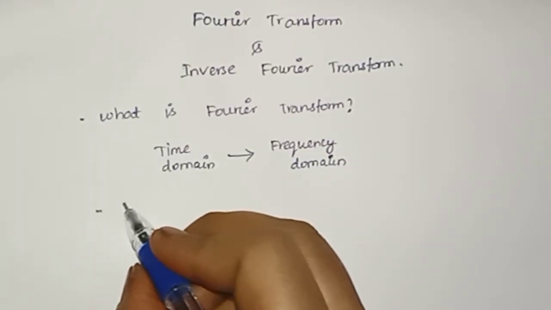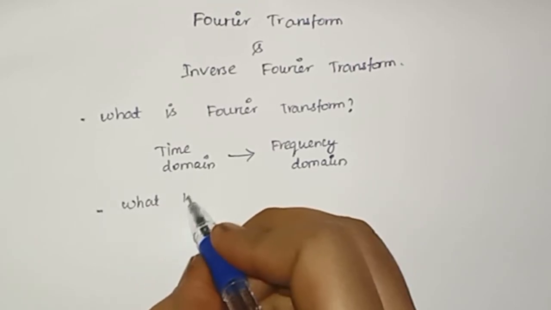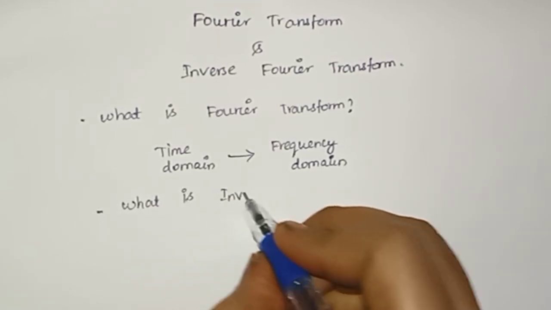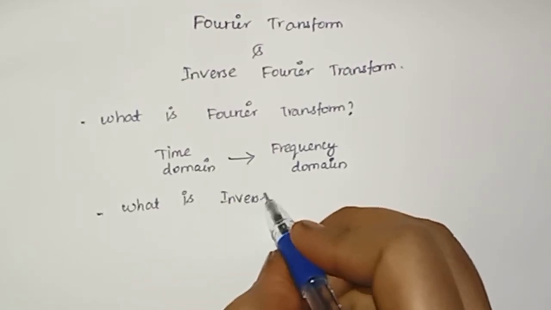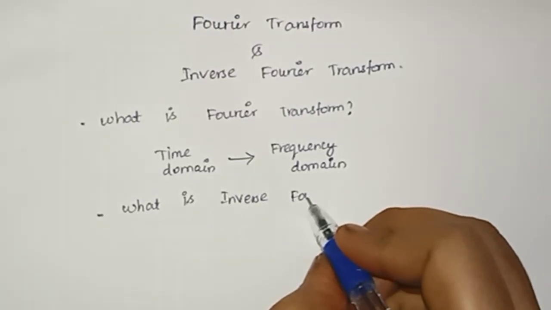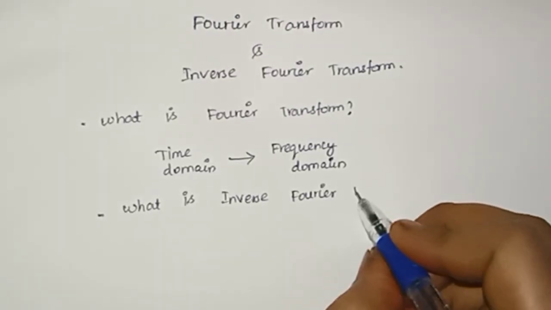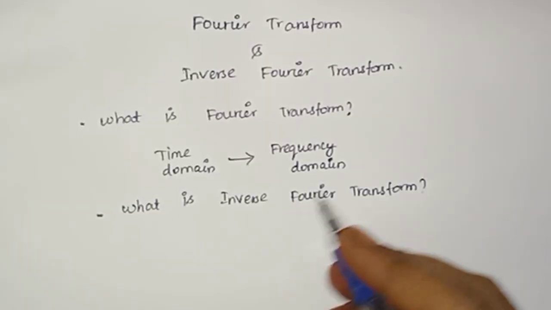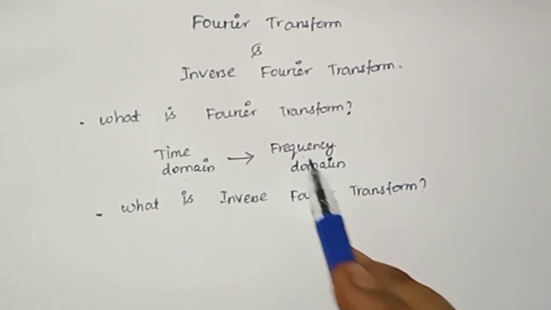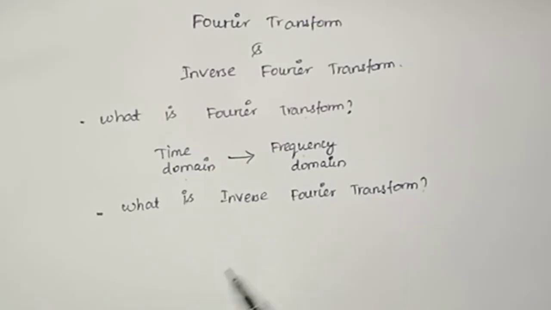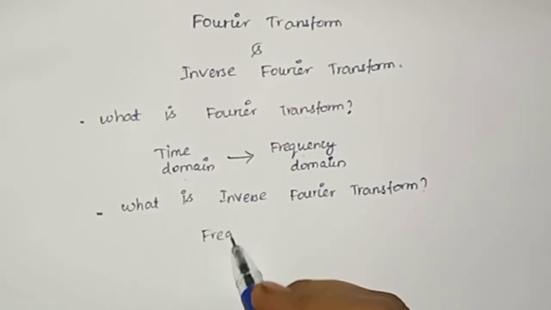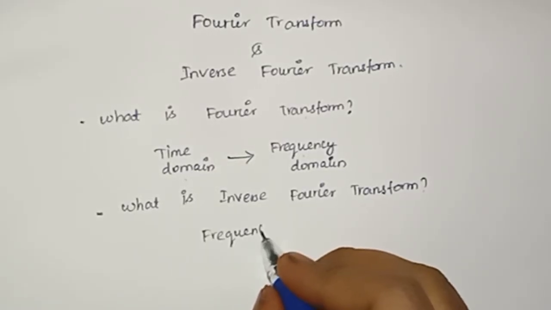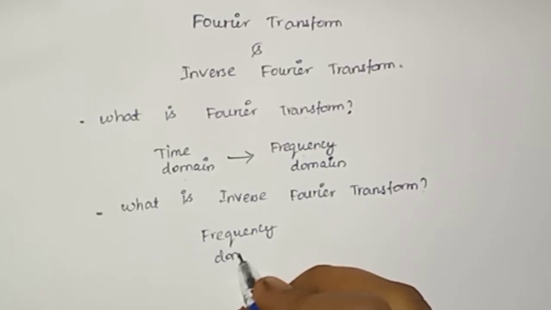Next, what is inverse Fourier transform? From the name we know, inverse. That is, in case of Fourier transform, time domain is converted to frequency domain. In case of inverse Fourier transform, that is inverse, frequency domain is converted into time domain.